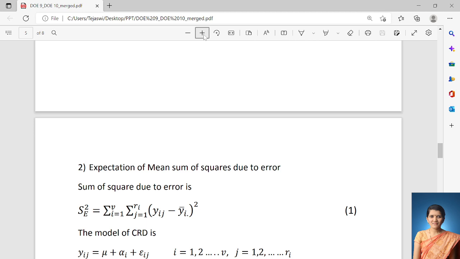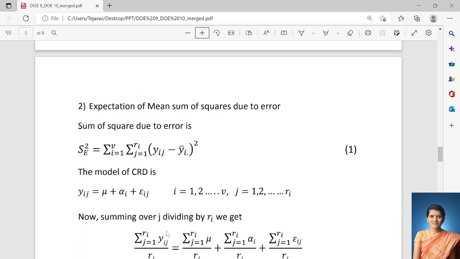In the last lecture, we saw the expectation of the mean sum of square due to the treatment. In this lecture, we study the expectation of the mean sum of square due to the error. A similar method is used as for the mean sum of square due to the treatment. First, we write the formula for the sum of square due to the error. This is the formula. Here we want the value of yi dot bar only, because the mathematical model contains yij. So the only quantity to be calculated is yi dot bar.